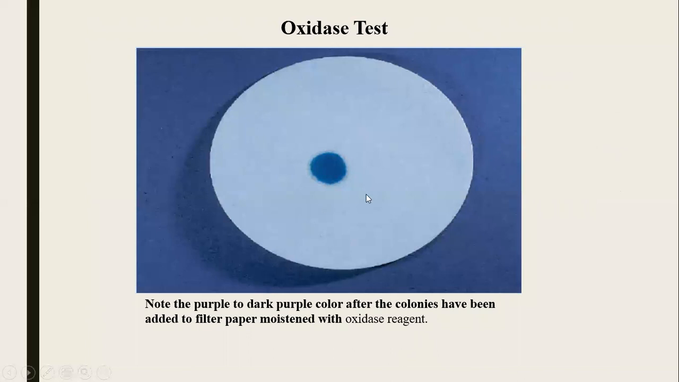Here we can see the development of dark purple color after the colonies have been added. So this oxidase test is positive for all aerobic, facultative anaerobic and microaerophilic bacteria. Once this filter paper has been moistened with oxidase reagent, if we place the colony at the center, the change of the color of the organism to purple indicates positive.